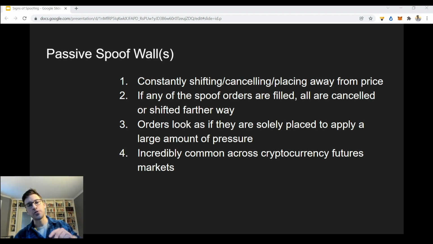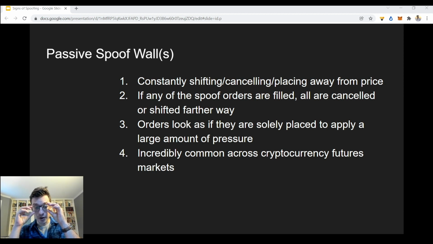There are three kinds of spoof walls. There's passive, there's aggressive, and then there's a third type of spoof wall where you're spoofing to fill. Don't worry, I'm going to walk through each one of them in depth. Passive spoof wall is really common. You're going to see it almost everywhere, and it's kind of hard to discern if they're even spoofing.